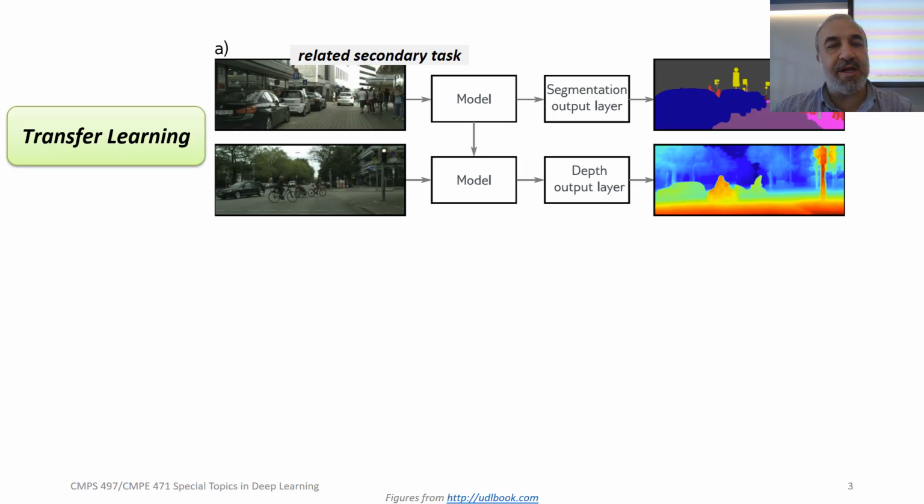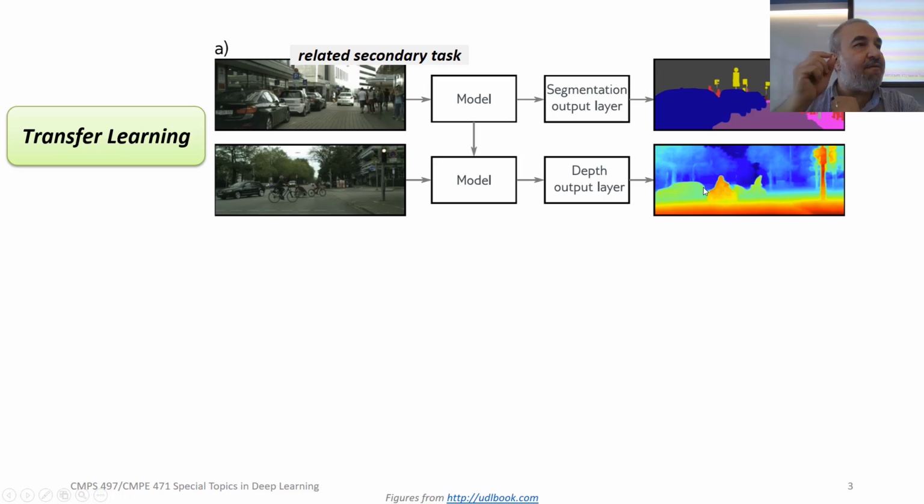In transfer learning, we assume that we have another task that is related to the task that we are performing. And for that other task, which we call the secondary task, we have so much labeled data already. So for example, let's say that the primary task, the task that we are concerned with, is detecting the depth in an image. So for each pixel in an image, we want to know how far it is from the cameraman, which is the task here.